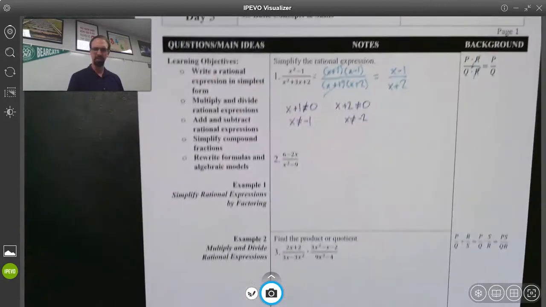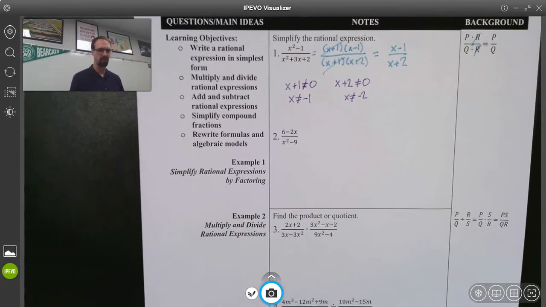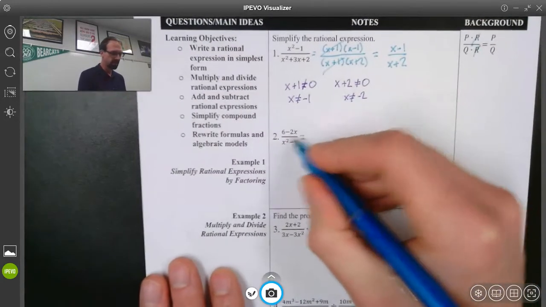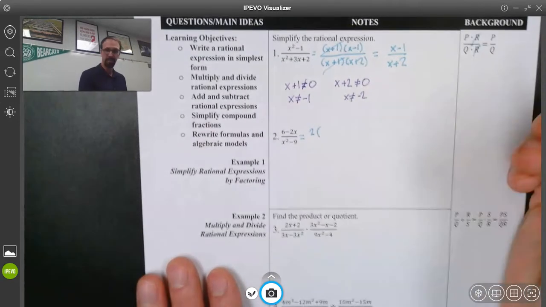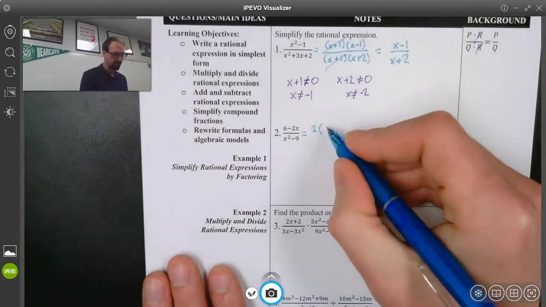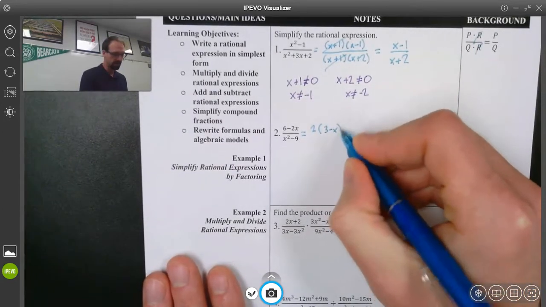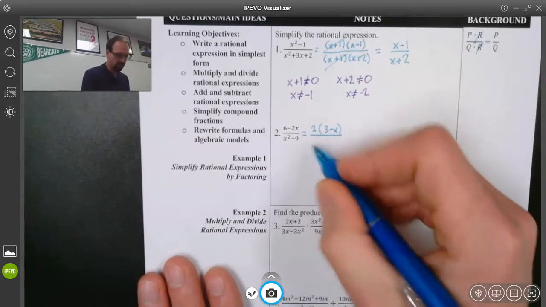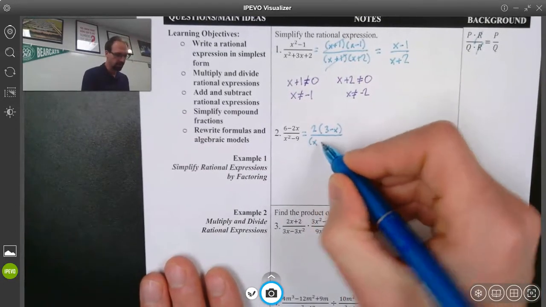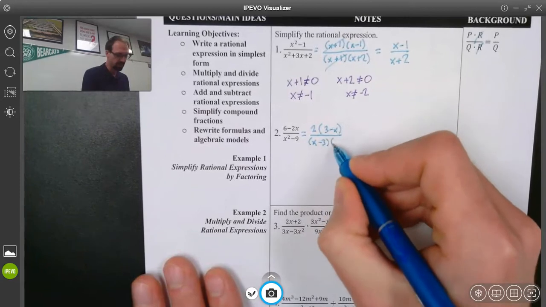For number 2, we have 6 minus 2x over x squared minus 9. So if I simplify the numerator, looks like I can factor out a 2. I'm going to go ahead and do that. So I have 2, and then in parentheses, 3 minus x. And then in the denominator, we've got x squared minus 9. That's a difference of squares. So I'm going to have x minus 3 and x plus 3.